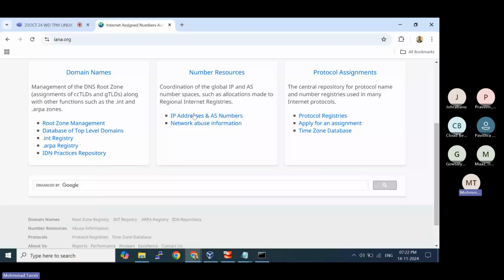Number resources, which we are going to learn now, means IP addresses. The IP address is also defined, developed, and designed by IANA. So which IP address will be private, which public, which we can use, which we cannot use, all these things are defined. Then coming to protocol assignment: any protocol which is developed, protocol registries apply for an assignment. And the time zone database: there are a lot of different time zones for every country, and in some countries there are 3, 4 time zones in the same country. So this time zone database is also maintained and handled by IANA.